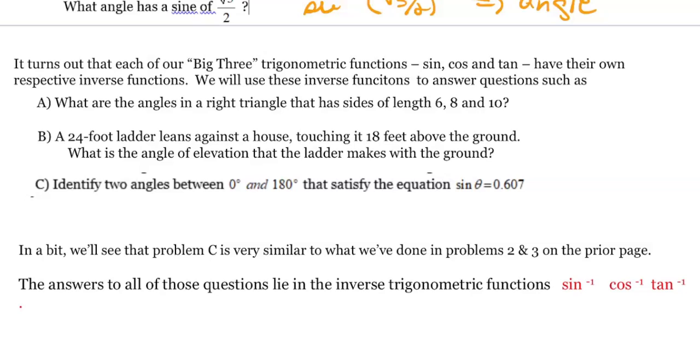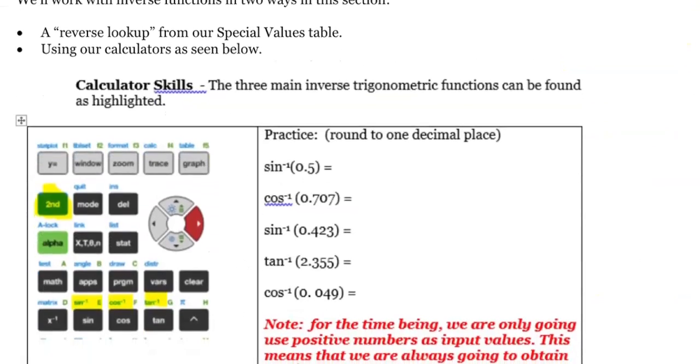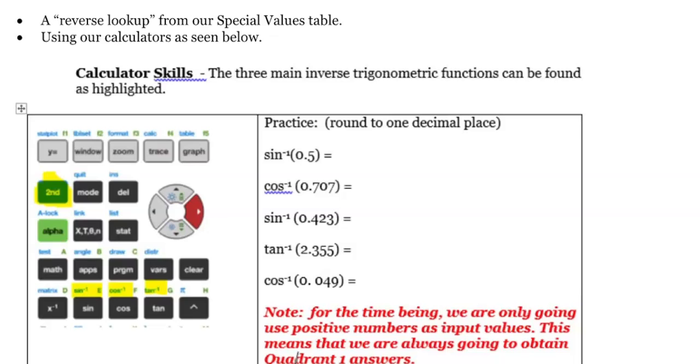Identify 2 angles between 0 and 180 that satisfy the equation sine theta equals 0.607. So we're looking for symmetry partners. So all of these things are now doable using inverse trig. So remember, inverse trig looks like this. Okay, so on your calculator, where can you find this? Well, you're going to look at the calculator like that we have over here, and you're going to be hitting your second button. Second sine gives you sine to the -1, or gives you inverse sine. Second tan gives you inverse tan, and second cosine gives you inverse cosine.